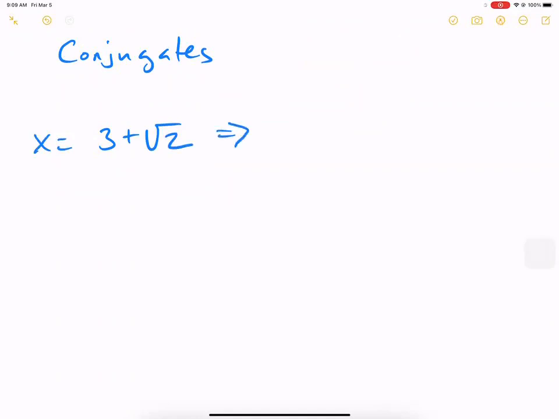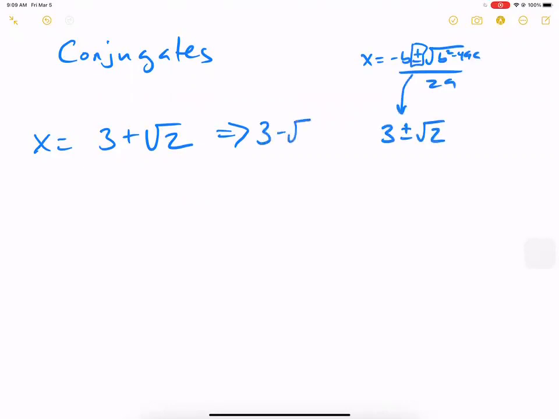Now, why do they always come in pairs? It's because if I do the quadratic formula on something, x equals negative b plus and minus the square root of b squared minus 4ac all over 2a. Do you see this plus minus here? We always end up with that plus and minus version. So if I gave you 3 plus and minus the square root of 2, that's where we get this plus and minus version from. If I give you the plus one, we get the minus version also. It's always going to come in pairs. You're never going to get one without a pair.